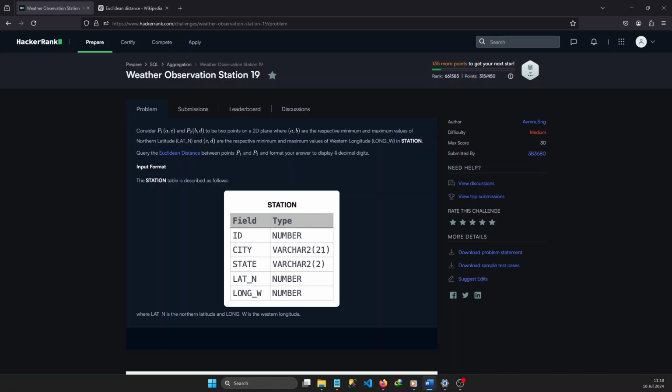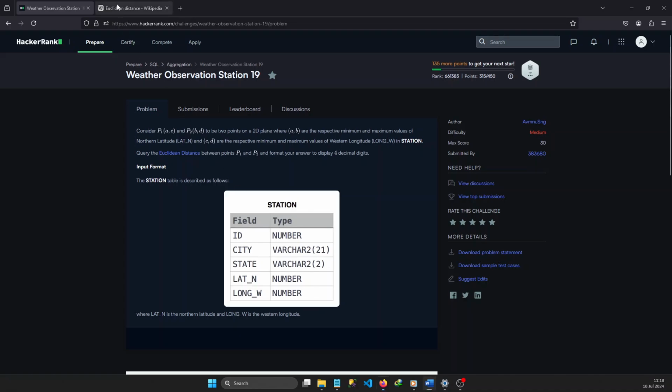Query the Euclidean distance between points P1 and P2, and the format of your answer should display 4 decimal digits. This is the table called STATION, where in this table LAT_N is the northern latitude and LONG_W is the western longitude.